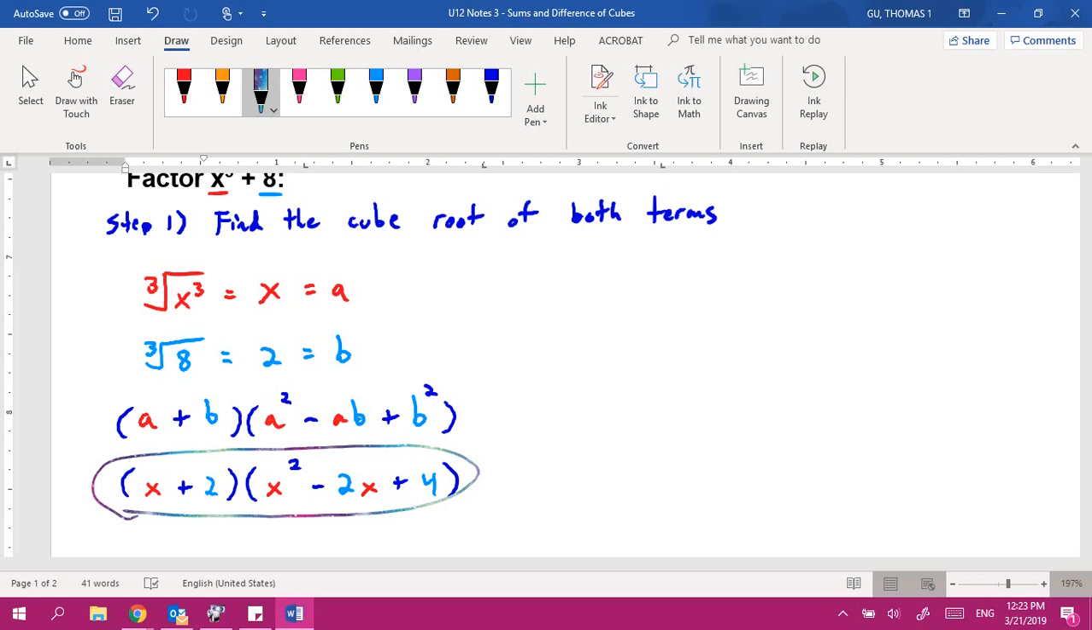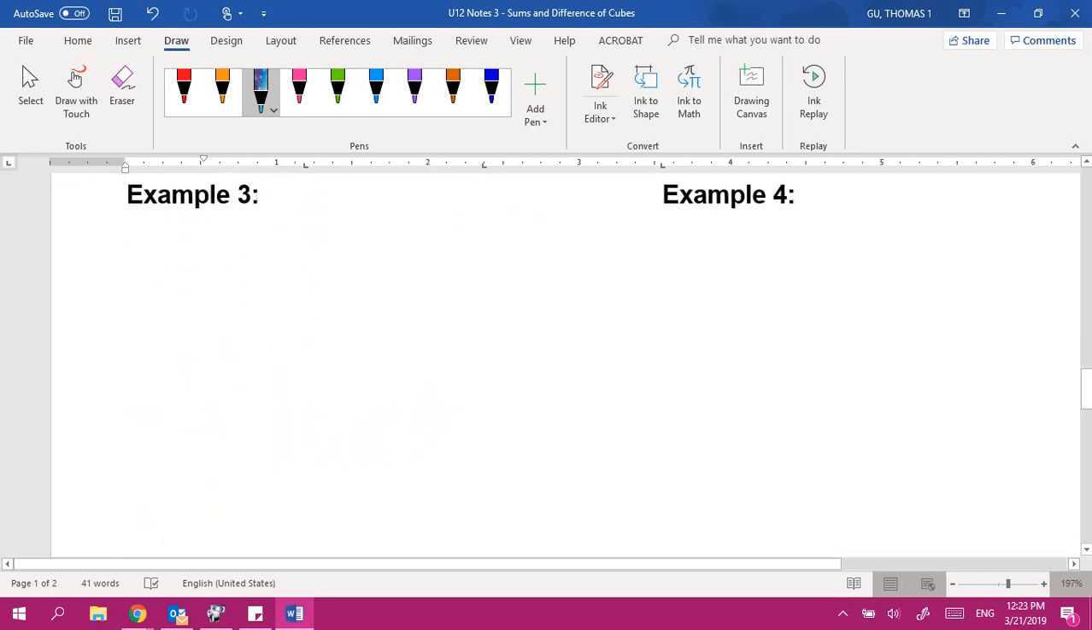So let's turn it over to the back. We're going to do 4 different examples to show you different situations, different types of problems you might come across. So first, let's do another basic one. We're going to do x cubed minus 64.